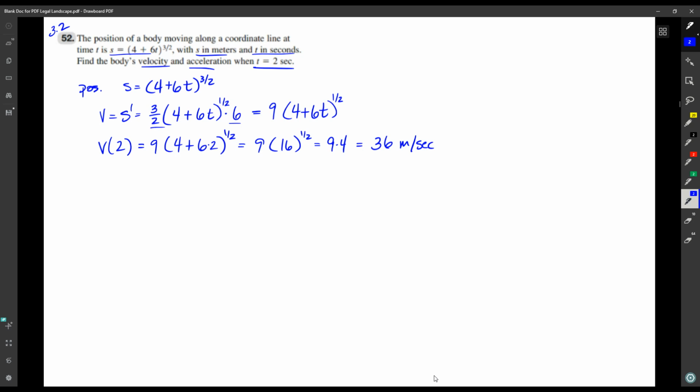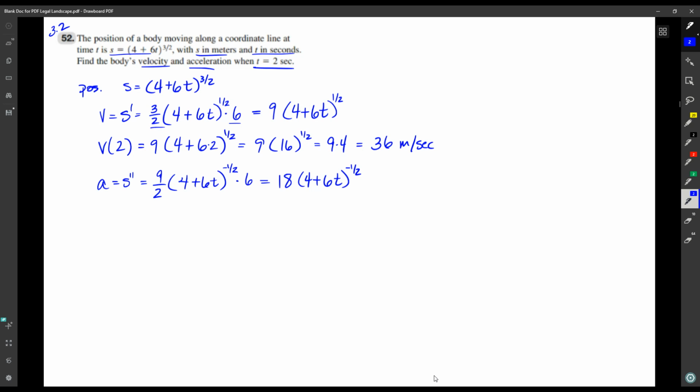Let's move to the acceleration, and we know that acceleration is the derivative of velocity. a is the derivative of v, or it's s double prime. So let's find the derivative of the velocity function. We're going to take the 1/2 and move it to the front to multiply by 9, and that's going to be 9/2. We leave the inside function as 4 plus 6t, reduce the exponent by 1, so 1/2 minus 1 is negative 1/2, and then multiply again by the derivative of the inside function, which is 6. That gives us 18 times (4 plus 6t) to the power of negative 1/2.